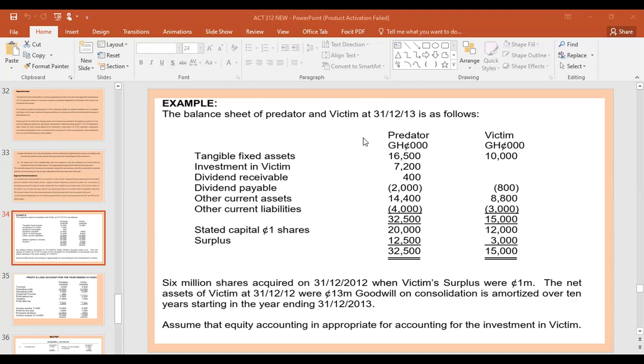Then you less your liabilities. I can see other current liabilities, 4,000 over there. I can see dividend payable, 2,000. So your liabilities here is going to be only 6,000. So less your 6,000 from the 14,800. How much are you getting?